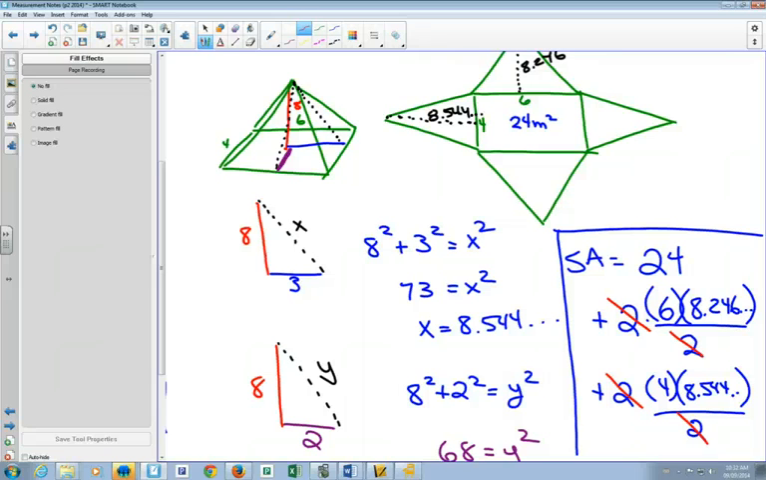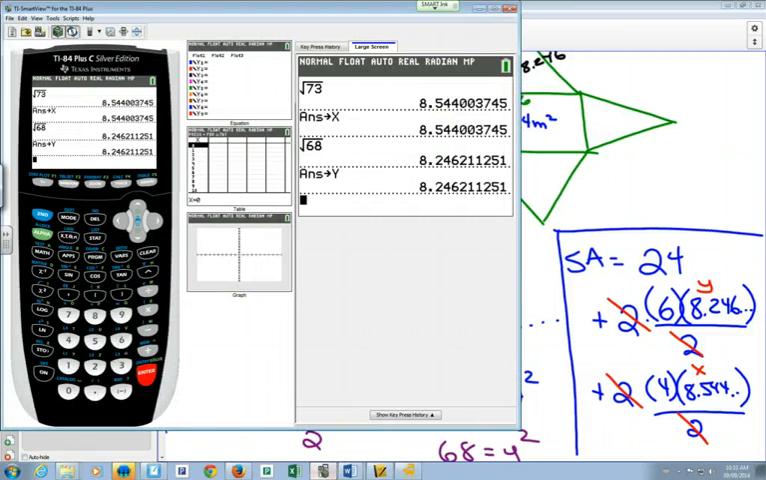Now, which of those values was X and which was Y? The 8.544, this was our X value, right? And the 8.246 was our Y value. Okay? And this is going to be very nice for when we go to our calculator now to find the final answer. We can type this whole thing in all at once, and I can go 24 plus 6 times, and instead of writing 8.246 and all those decimal places, I can just write Y plus 4 times, and I can just write X.